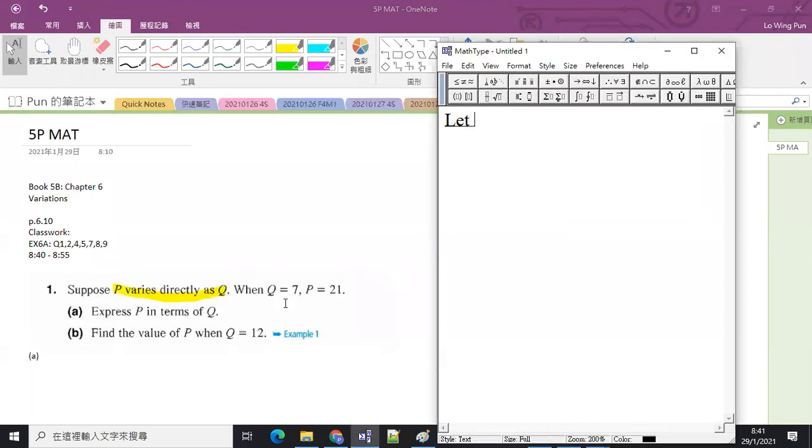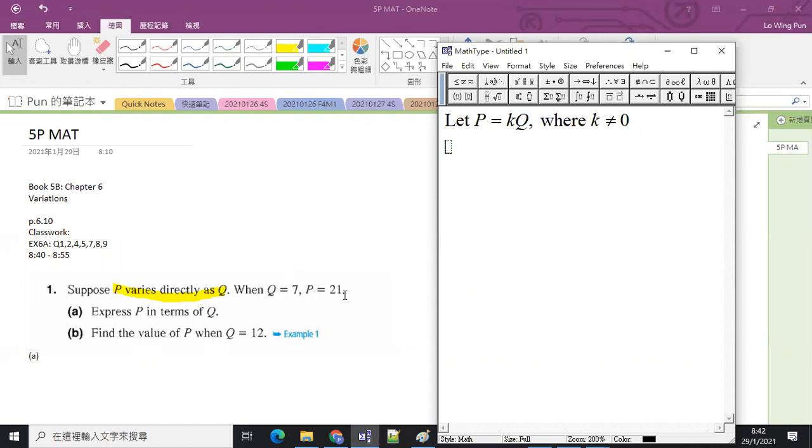So what we need to do is to let the subject be P. It's equal to K times the unknown that is behind the word "as", so that is Q. And then we just write down where K is not equal to 0. When you have written down this equation, the unknown K can be found by putting a pair of numbers into your equation.